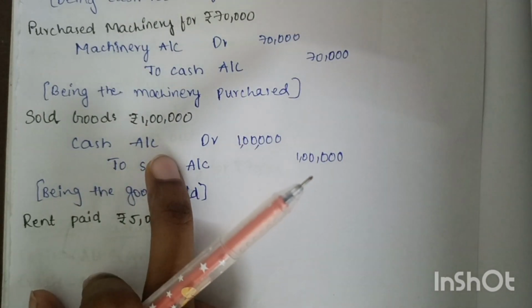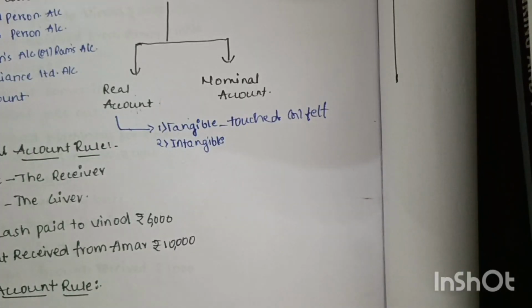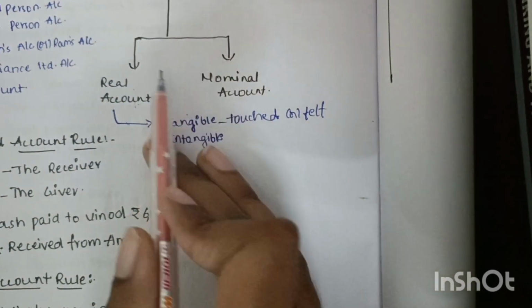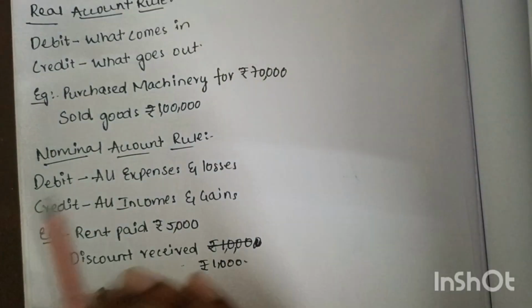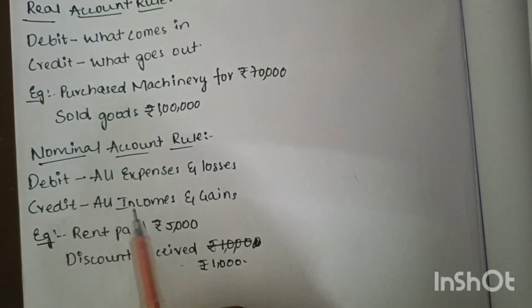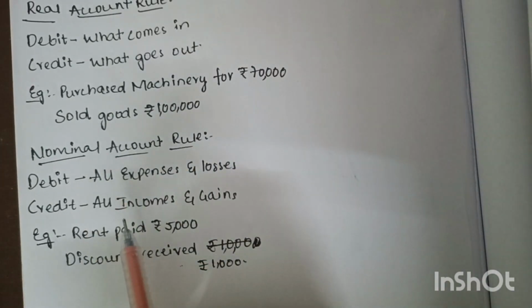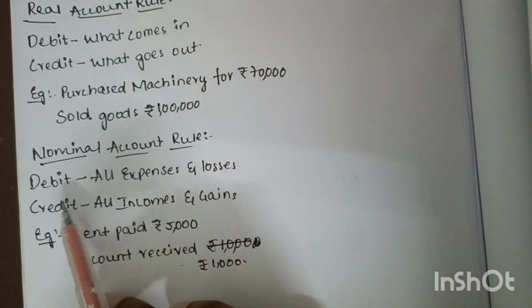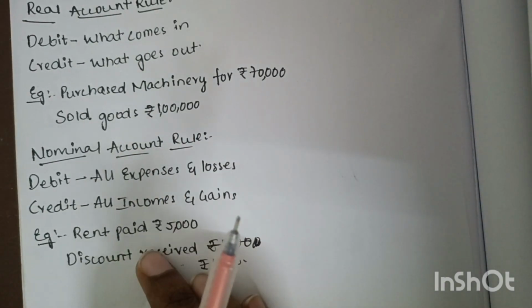Now coming to the nominal account. As I told you, nominal account is nothing but all expenses and losses, incomes and gains. Now let's discuss the rule of nominal account. That is debit all expenses and losses, credit all incomes and gains. So all expenses and losses will be written in the debit and all incomes and gains will be written in the credit. That is rent paid, discount received. So let's see these two journal entries now.